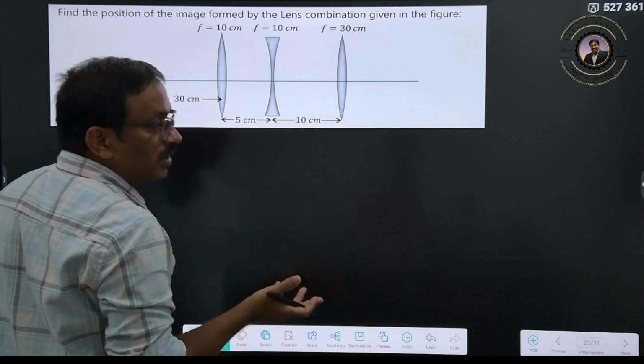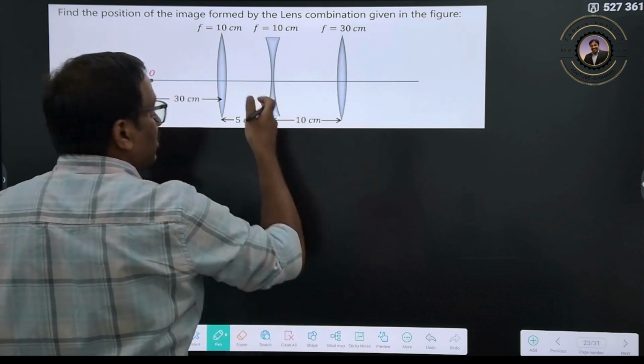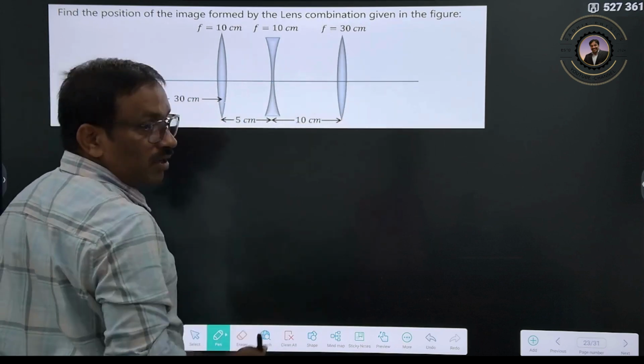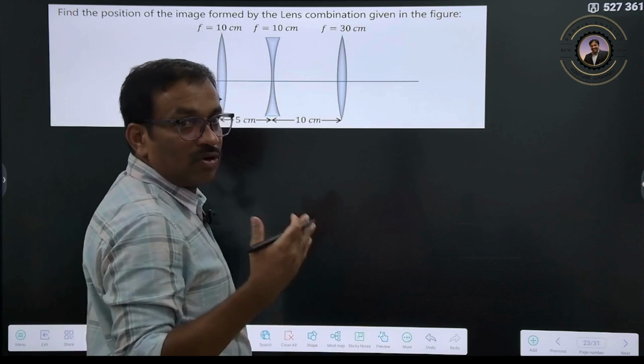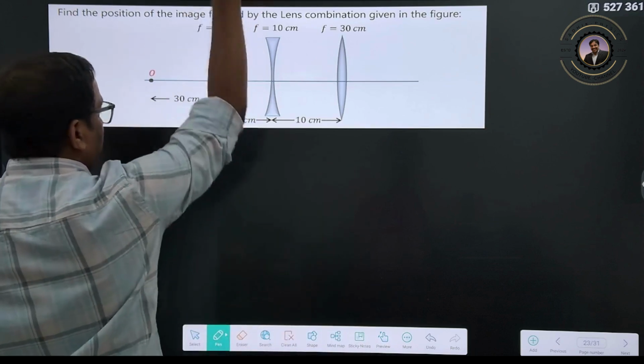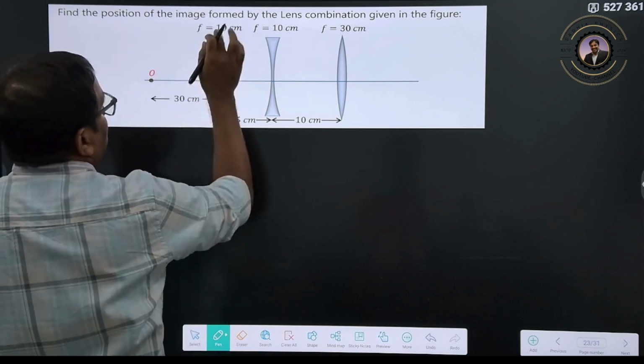They may give options from this lens, or from that lens, or from the object. You need to calculate it, because position means you compulsorily have to start from one point. Clear? So first let us calculate from here, therefore the first lens, the convex lens.